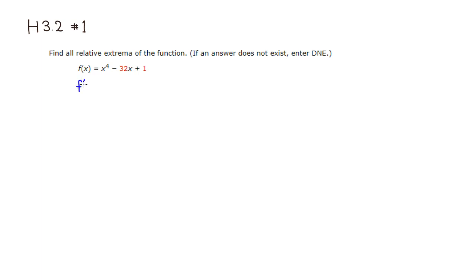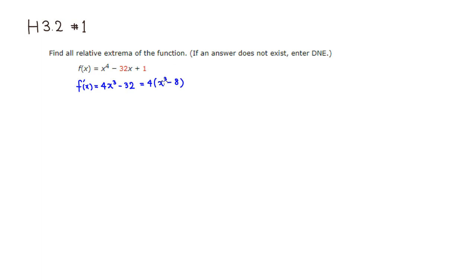So f prime of x is equal to the derivative of x to the fourth, which is 4x cubed, and the derivative of negative 32x is negative 32, and the derivative of 1 is 0. Then we can pull out the 4, so you have x cubed minus 8, since 4 times 8 is 32.